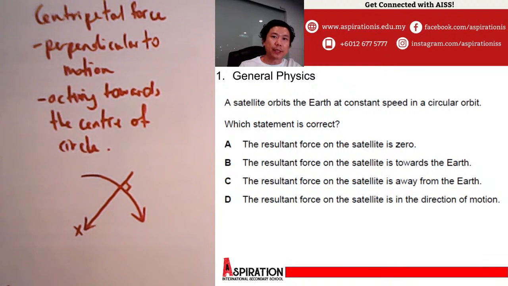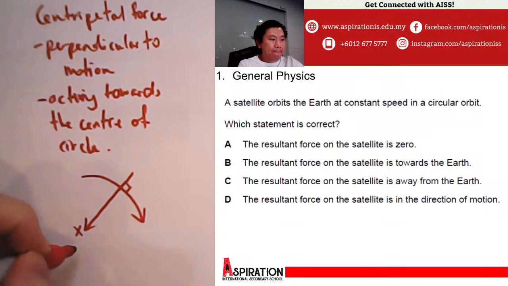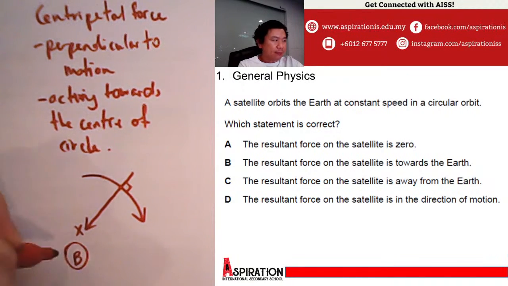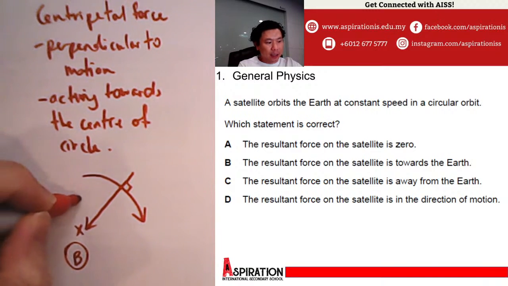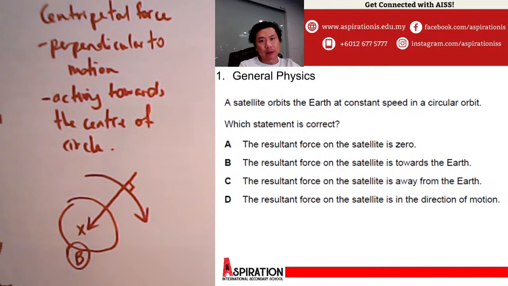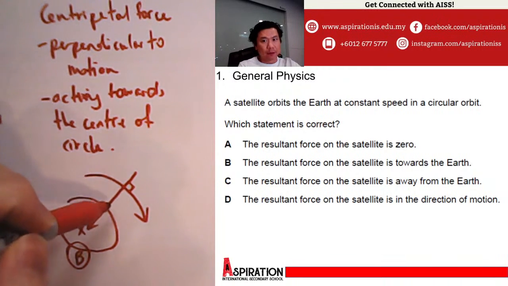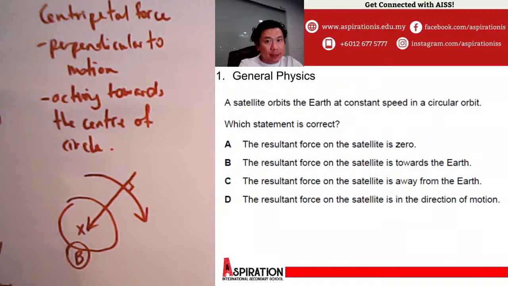So the answer to this question is B. This is because if the satellite is orbiting Earth, Earth would be the center, correct or not? So then the centripetal force is towards the Earth, which is the center of the circle. So B. Yes, Jared, Kylie, Kenjin, well done. Let's move on to our next question. And if you have any uncertainty about centripetal force, do write them down in the chat.